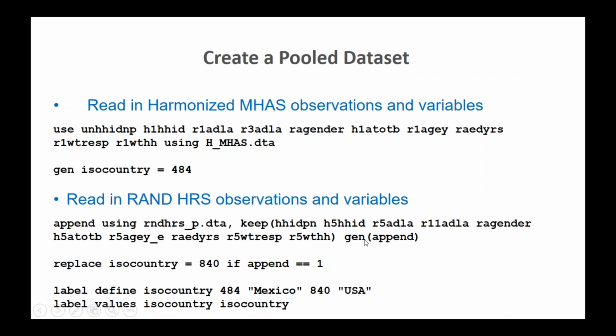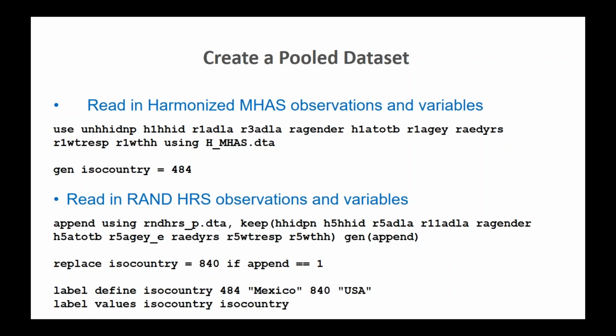We're going to generate a variable called Append, and that'll let us know if the observation we're looking at is coming from the RAND HRS because it was appended, or if it was already in the data set inside of Stata because it came from the harmonized MHAS. So then we can give a country code value of 840. That's the 3-digit numeric ISO country code for the US, if that append variable is equal to 1.